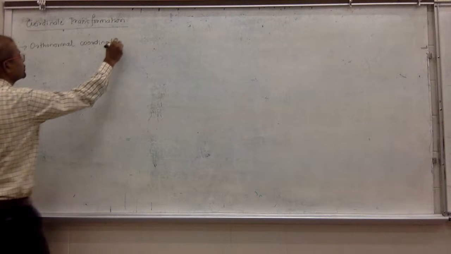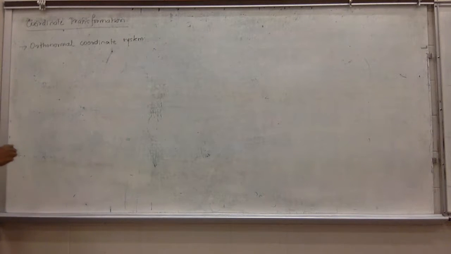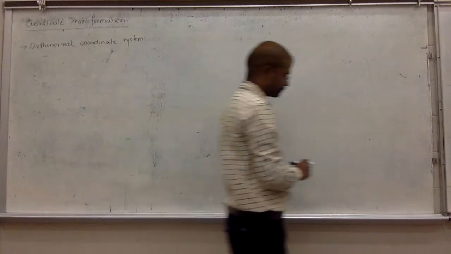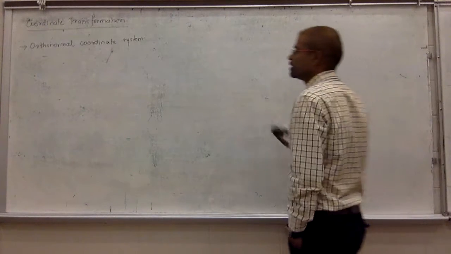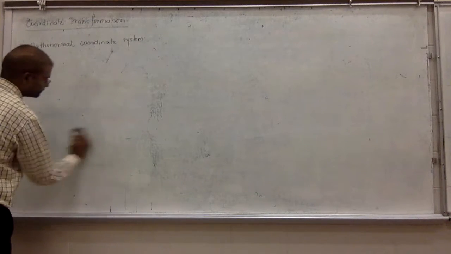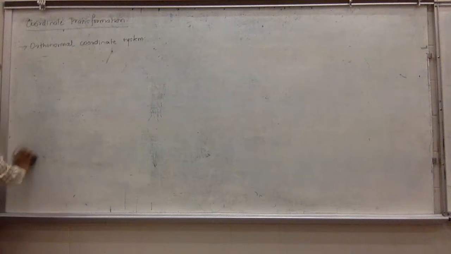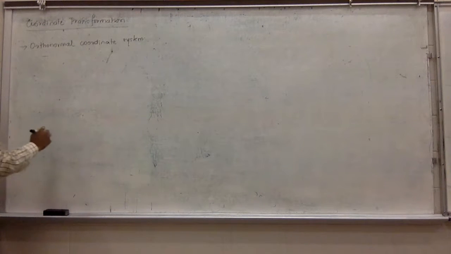Coordinate system. Okay. This will define 6 degrees of freedom. This will be used for addressing or capturing to meet the 6 degrees of freedom. What are those 6 degrees of freedom? Up, down, side to side, front, back.